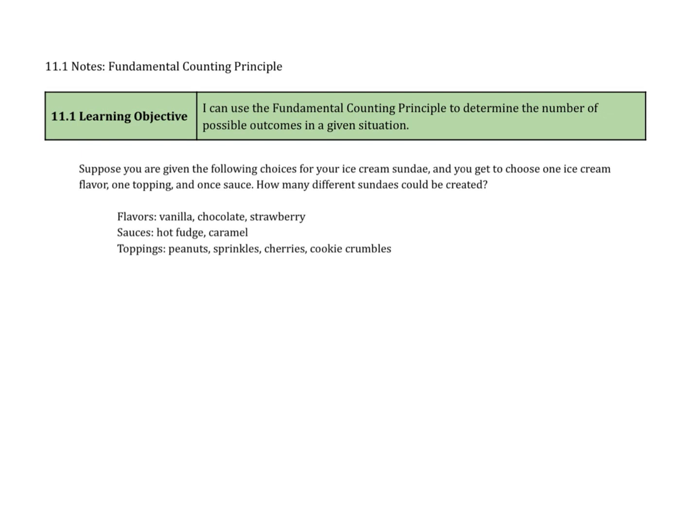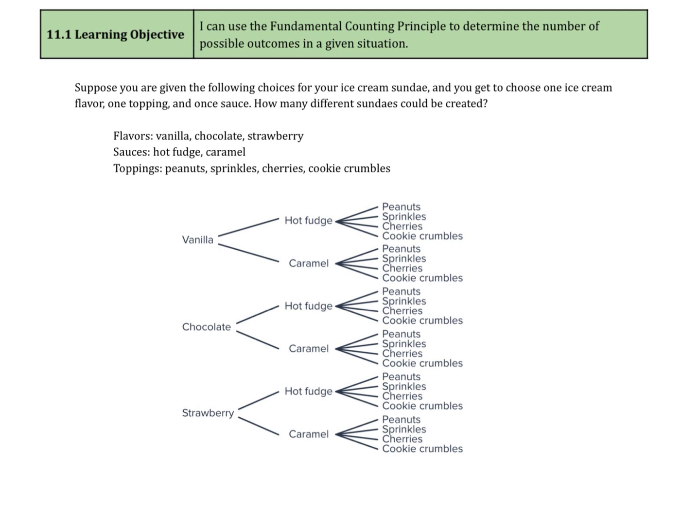You have 3 flavors to choose from: vanilla, chocolate, or strawberry. You have 2 sauces, hot fudge or caramel. And you have 4 toppings: peanuts, sprinkles, cherries, or cookie crumbles. You get to pick one of each. One way to figure out the total number of combinations is to make a tree diagram.